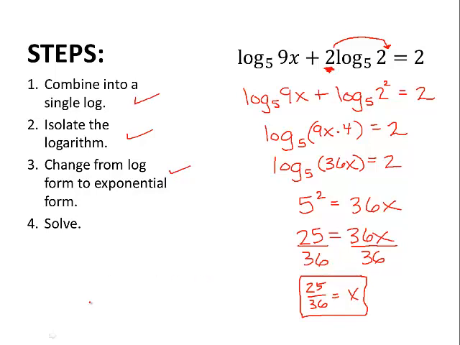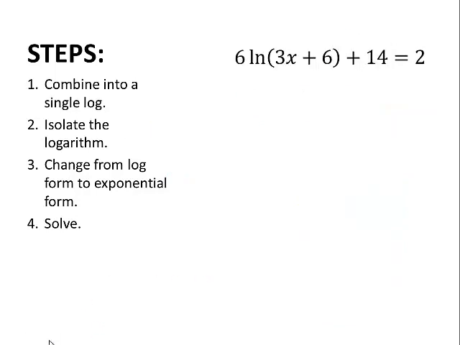All right, we got one more problem because I want to make sure that we work with ln. Right, ln just means the natural log. If you wanted to put a little e in for the base, that would be fine. It's still a log, just a base of e. And we're going with the same steps. Combine into a single log. I only see one of these ln's, right? There's no other ln here, so that step's taken care of.